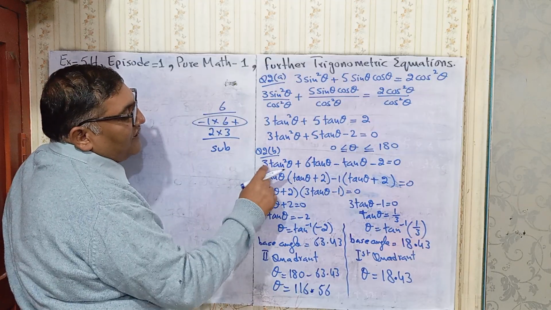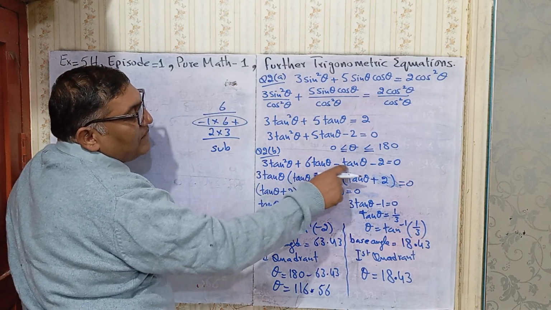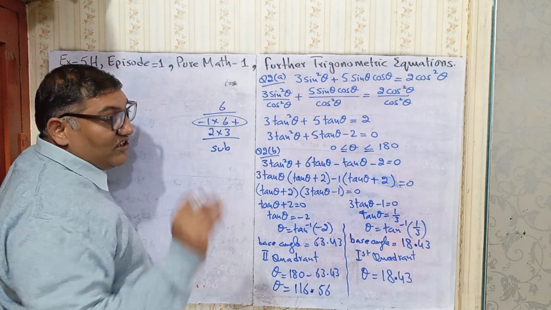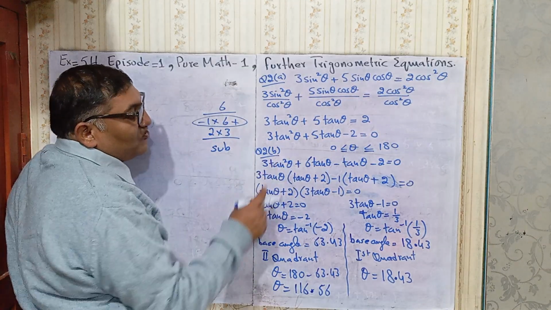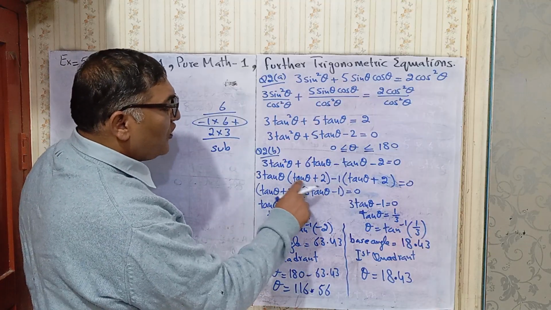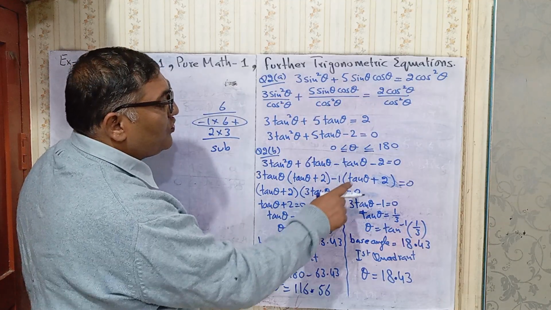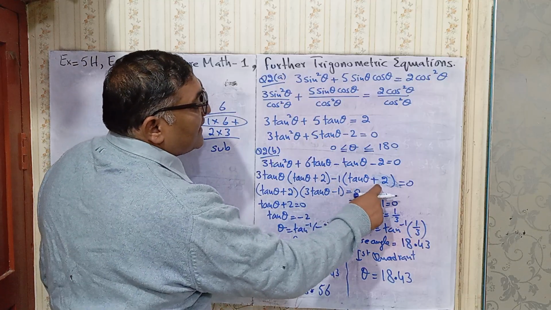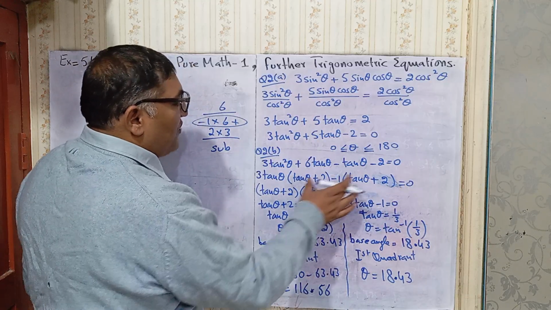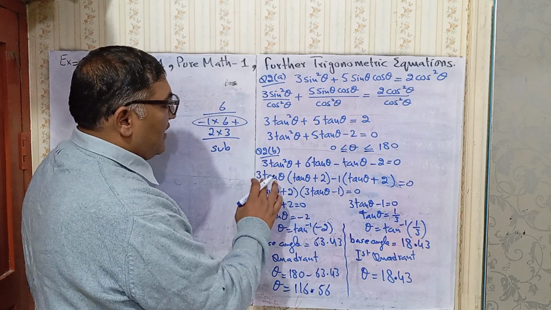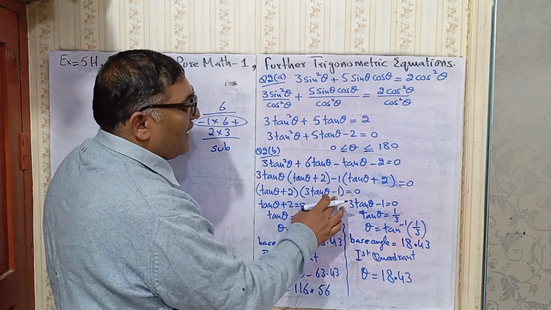So I can write it 3 tan square theta plus 6 tan theta minus tan theta minus 2 equals to 0. You remember the factorization? We are doing that. From the first two terms, I'm going to take 3 tan theta common. So in the bracket, we will have tan theta plus 2. From the last two terms, I will take minus 1 common. So I will have tan theta plus 2 in this bracket. Now this bracket can be taken as common, tan theta plus 2. And here you will have 3 tan theta. From here you will have minus 1.